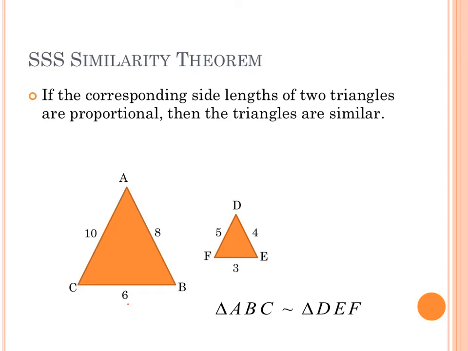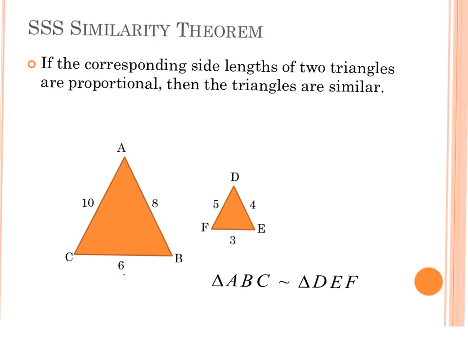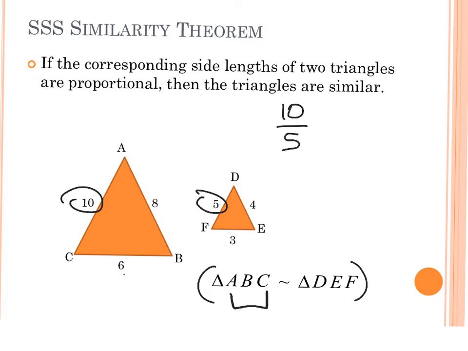Now, they gave me this similarity statement so I could actually figure out what side matches with what. But let's say in the case that they didn't give me a similarity statement, I would match the largest with the largest over here, if they didn't give you this. But we can also see that AC is the first and the last, and it's going to match with the first and the last here. So then I would do 10 over 5, 2 to 1.